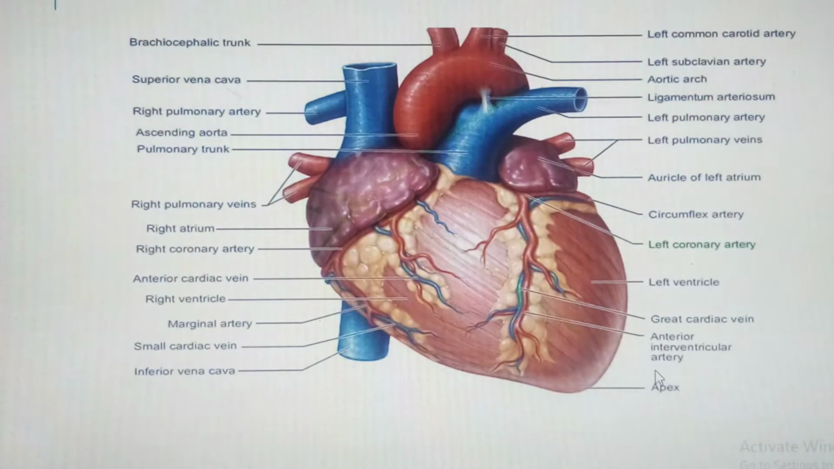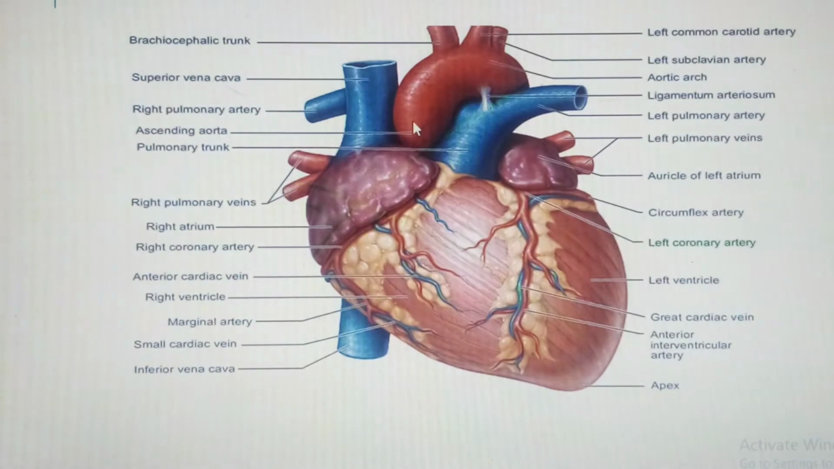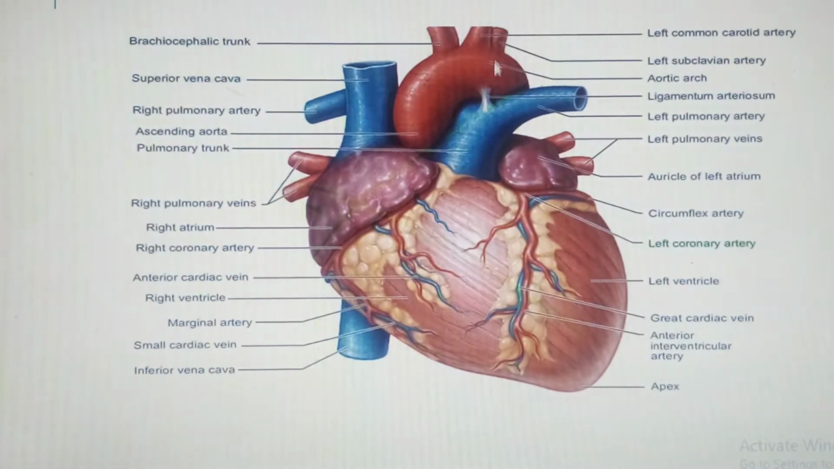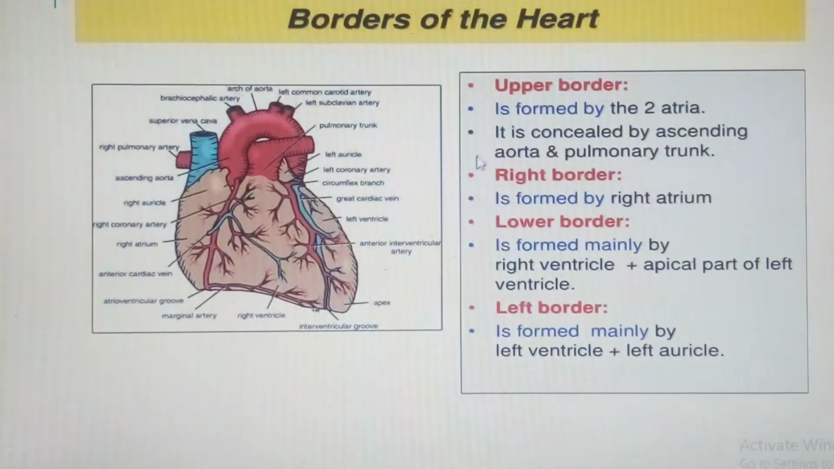Yes, still moving on with the heart. I've told you that these are the great vessels. You can see the arch of aorta with its three main branches, and then you can also see the pulmonary trunk.